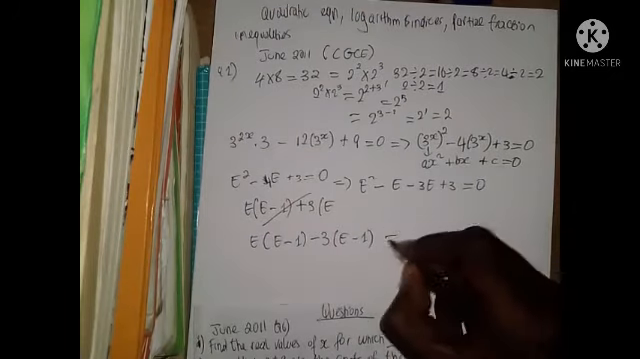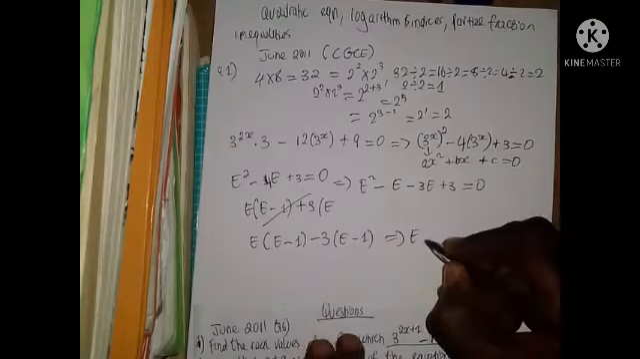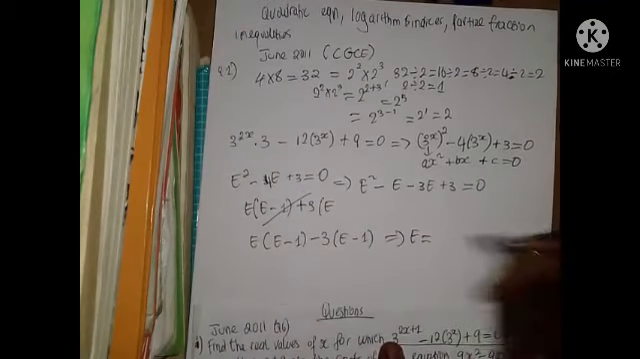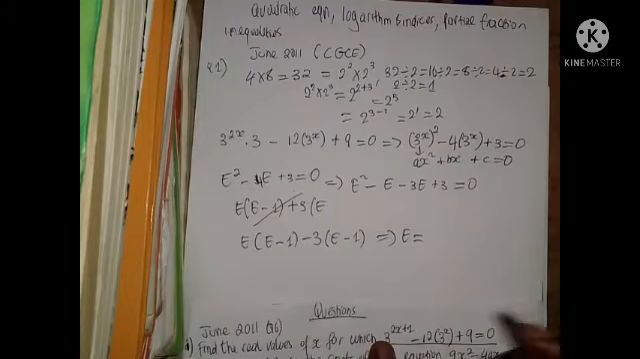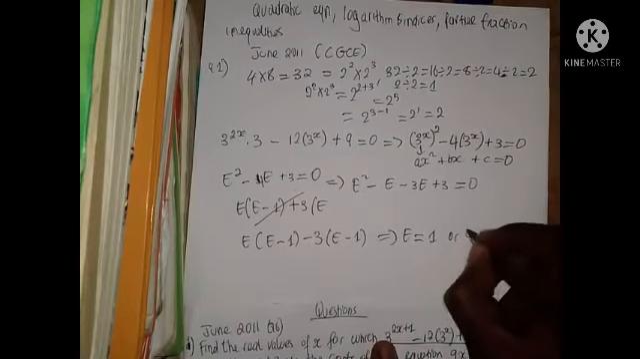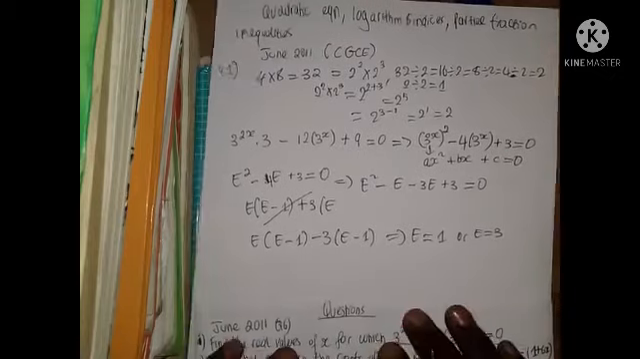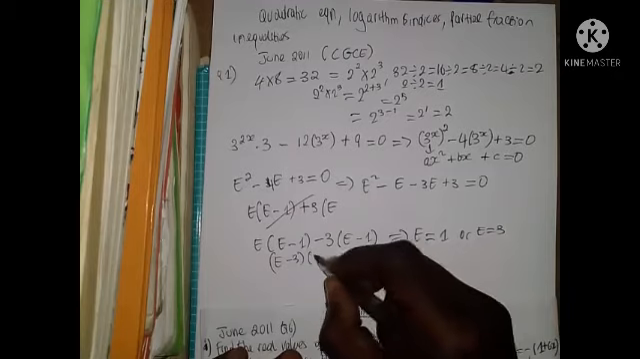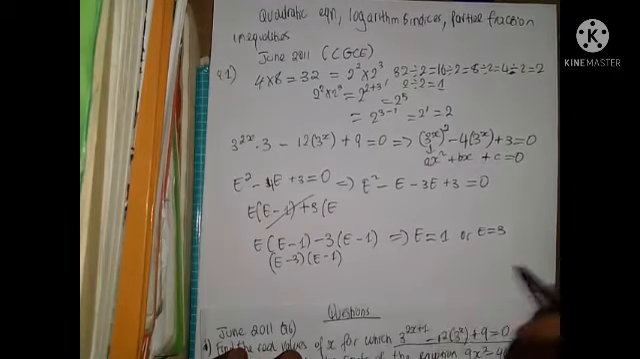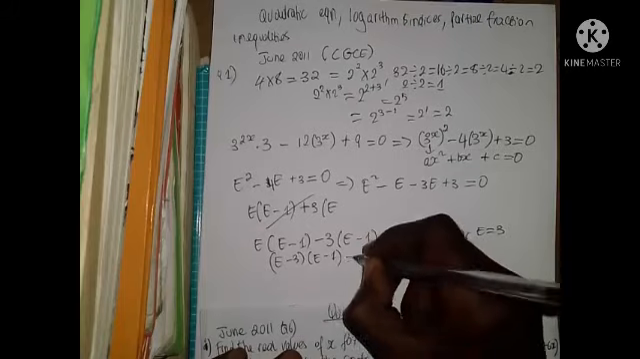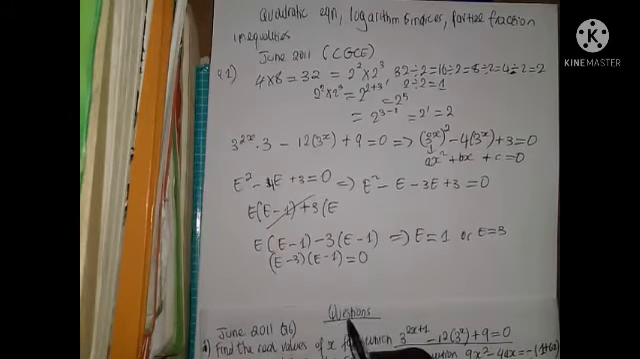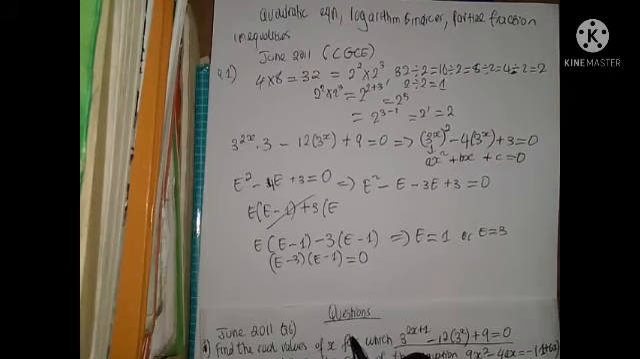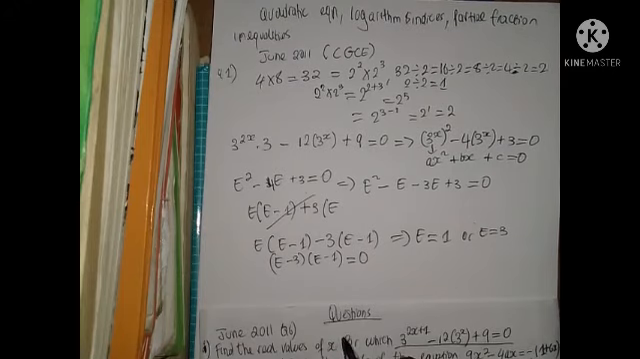Now, this implies that e is going to be equal to 1, or e is going to be equal to 3, because at the end of the day, we're going to have these two factors, e minus 3 and e minus 1. Now remember, they are equal to 0, so you have to equate it to 0. Now, there is a problem. We didn't start solving this problem with e. We started with something which we used as a substitute for e.